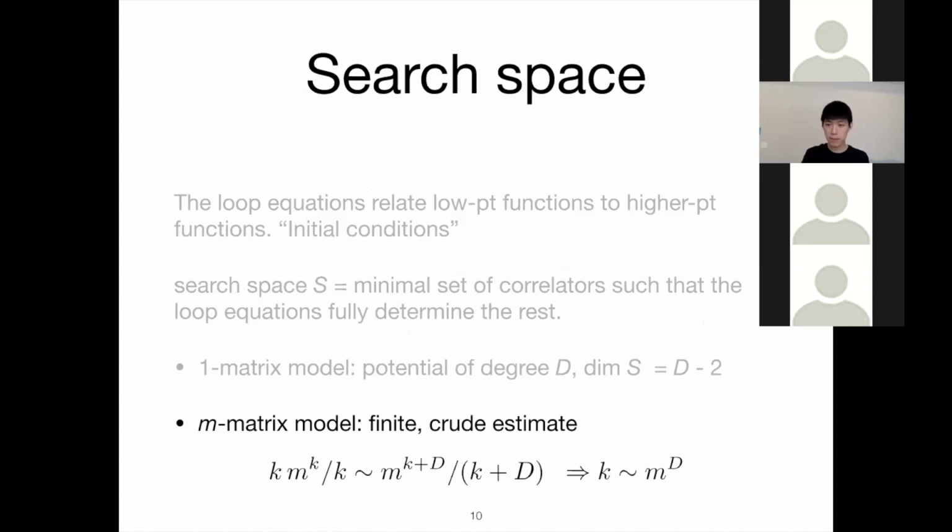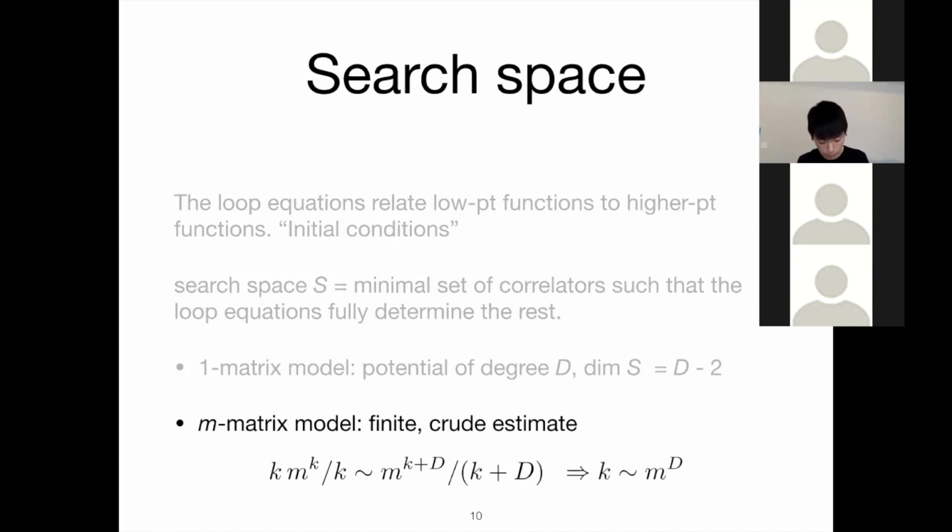The reason why you divide by k is because there's a cyclicity property in the trace, right? So trace of a, b, c is the same as trace b, c, a. So this reduces the number of single traces by roughly a factor of k. The precise counting is a little bit more subtle.